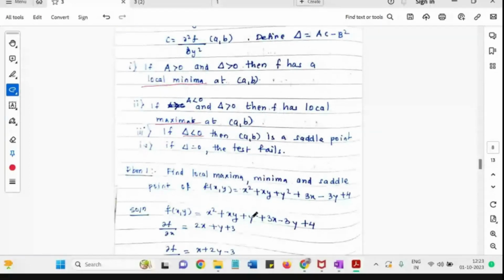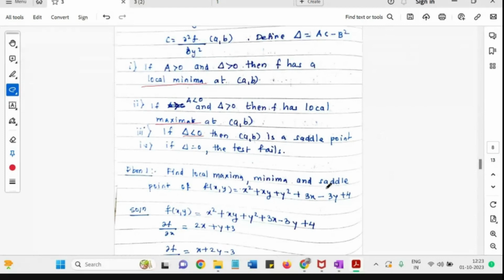So I have f(x, y) given by x² + xy + y² + 3x − 3y + 4. I have to find if there is a local maxima, local minima, and saddle point. Now, a given function may not have all types of stationary points. You can have a stationary point which could be a point of local maxima or local minima or a saddle point. So the behavior of the point will be decided only after you apply the second derivative test, right?